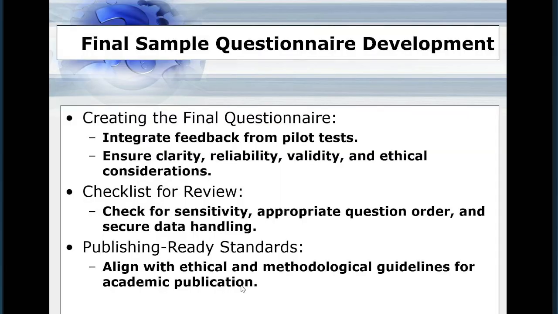Now, final sample questionnaire development. Now that we have covered each aspect of questionnaire design, it's time to assemble the final version. We can begin by integrating any insights and changes identified during pilot testing. We can review each question for clarity, ensuring it aligns with study objectives and supports reliable, valid data collection. Verify that sensitive topics are handled with care.